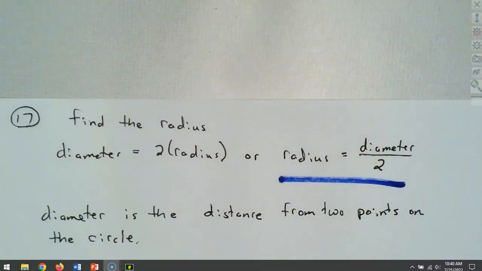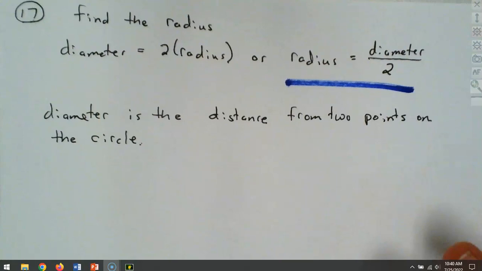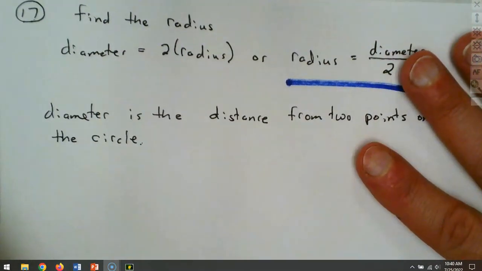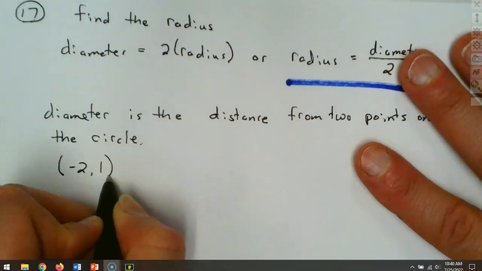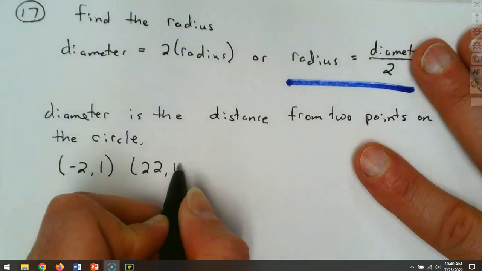Two points that are opposite on the circle. You draw a straight line through them, you get your diameter. So they give you these 2 points to work with. So a circle has a diameter with endpoints (-2, 1) and (22, 11).